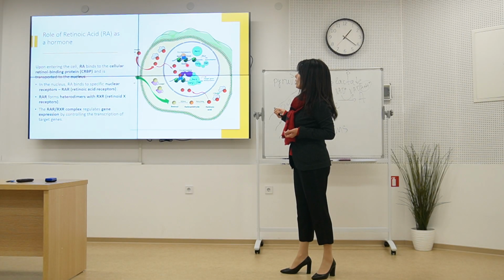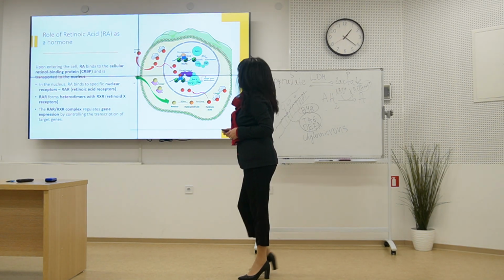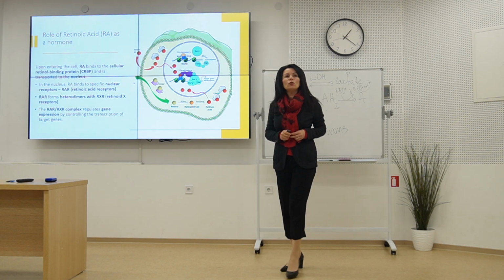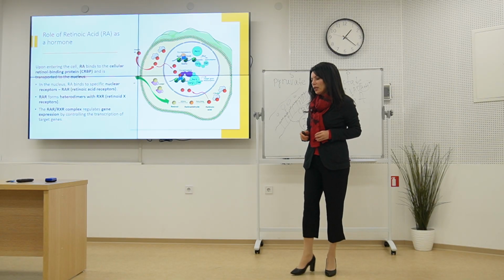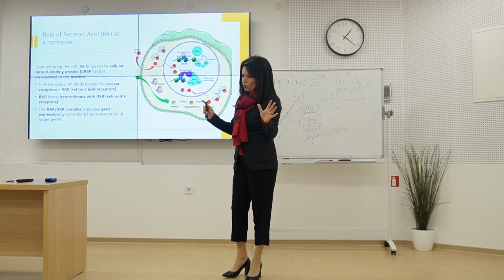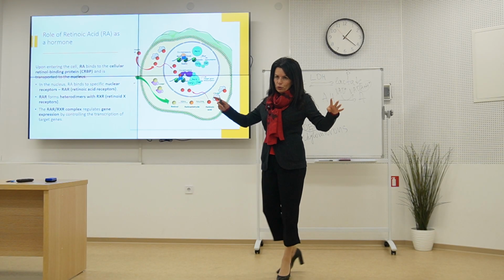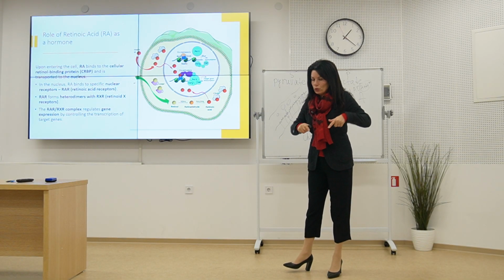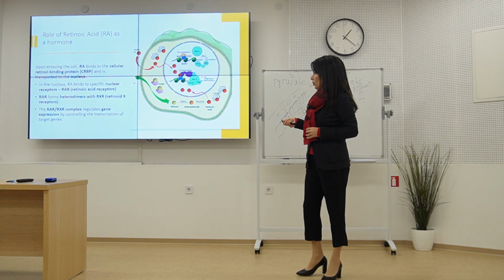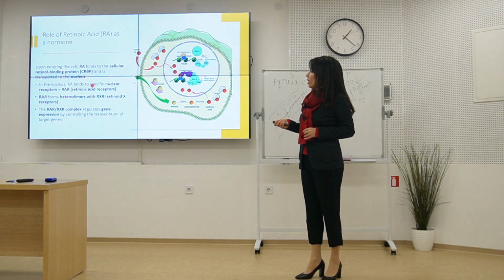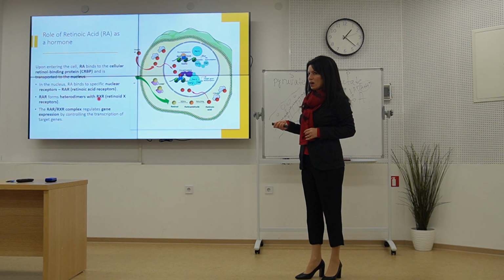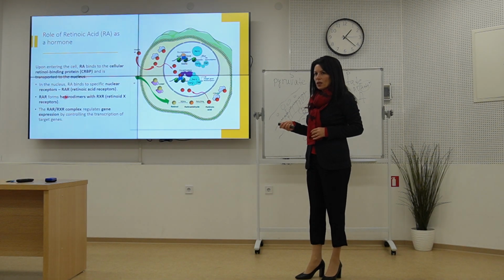But to be recognized at these elements in DNA, retinoic acid needs to be recognized by intracellular receptors, not membrane receptors, because they are lipid-soluble. They don't need any membrane receptors, but they need intracellular receptors. And there are two types of retinoic acid receptors. The first ones are called RAR, which means retinoic acid receptors. The second ones are called RXR, which means retinoid X receptors.